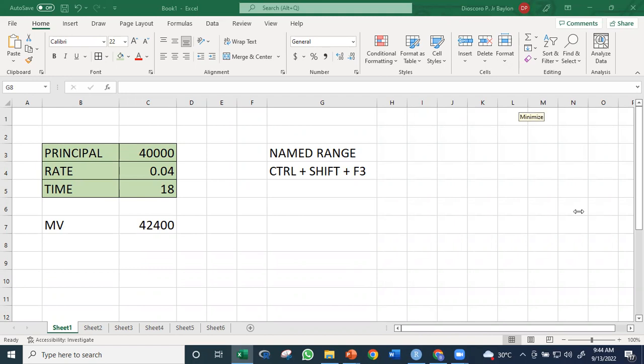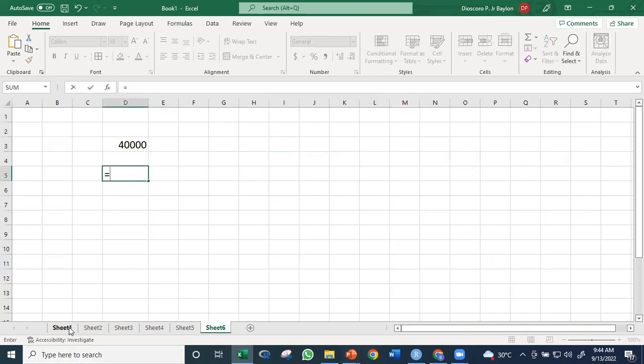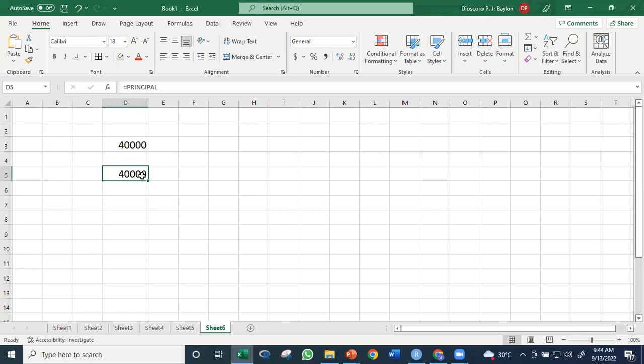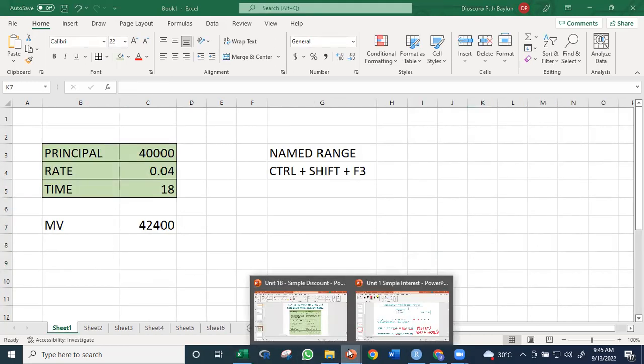Okay, that's very good. So as we go along in class, we're going to learn tips and tricks on how to make the use of Excel really optimal and very efficient. Okay, imagine if I was here and then I would have to find that principal in sheet 1. If I did that, enter, okay, it will still be named principal. All right. Let's continue with our discussion.